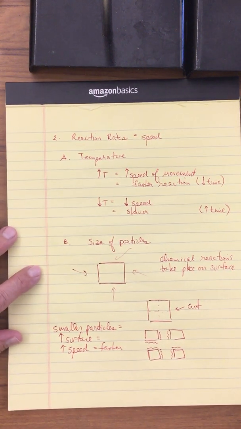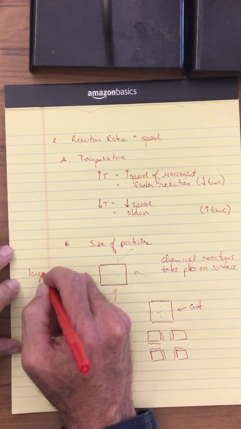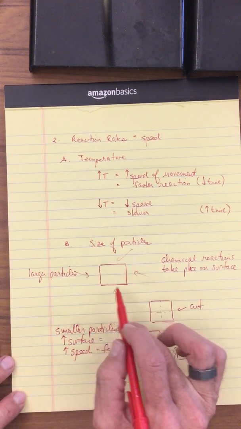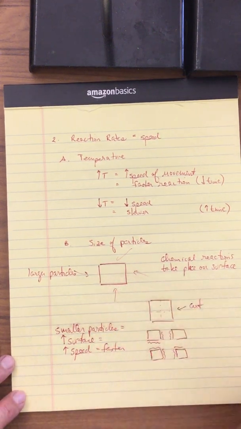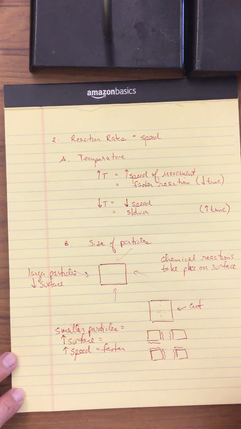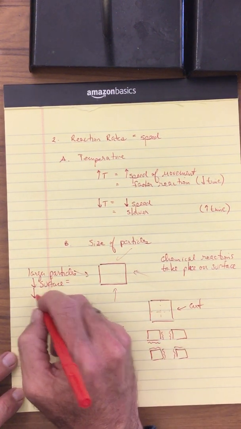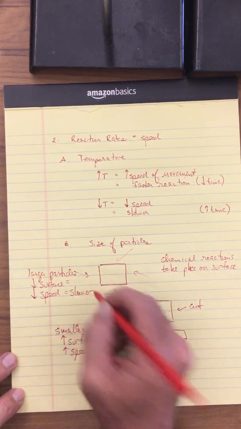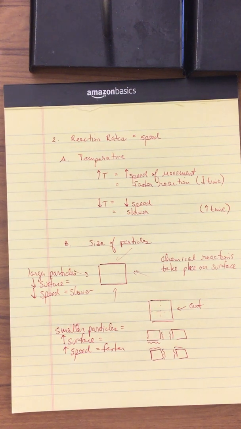If we have these larger particles over here, what's happened to the surface? Well, a lot of the surface is hiding on the inside, so we actually have less surface. We've decreased the surface. And if you decrease the surface, that means your reaction is going to go slower. We're going to decrease the speed, and it's going to go slower. And that's what we're going to be examining in the lab, and we're going to be using Alka-Seltzer for this.